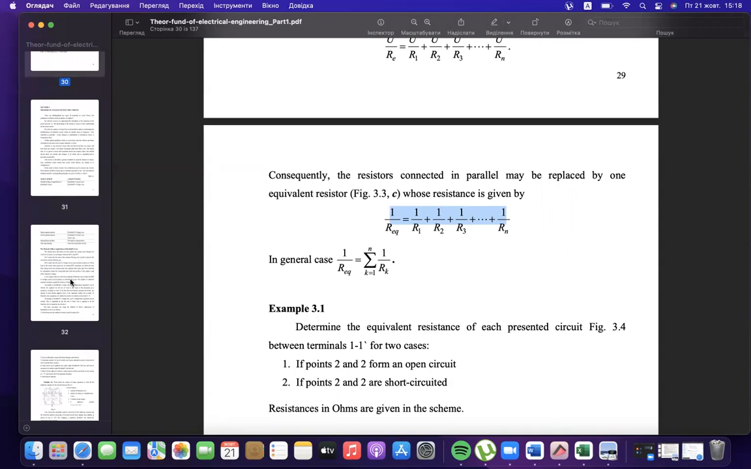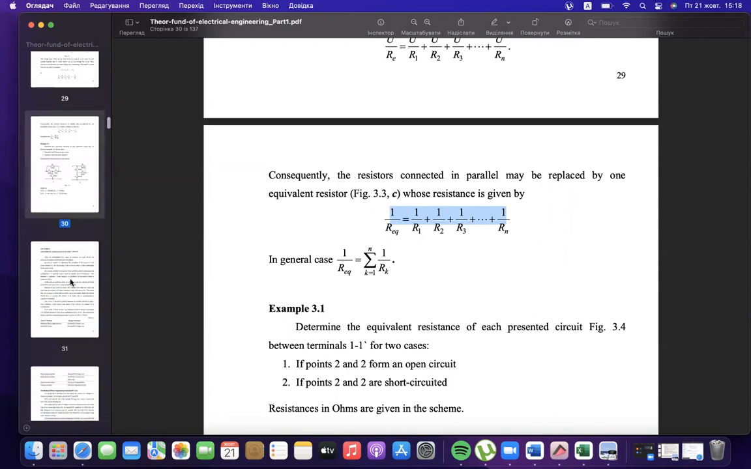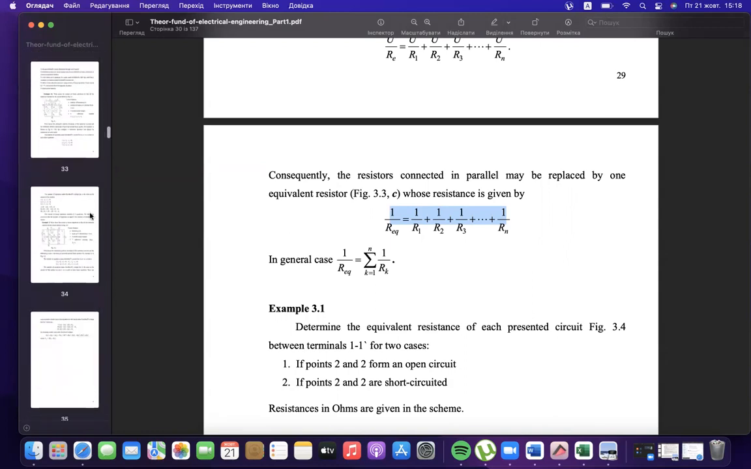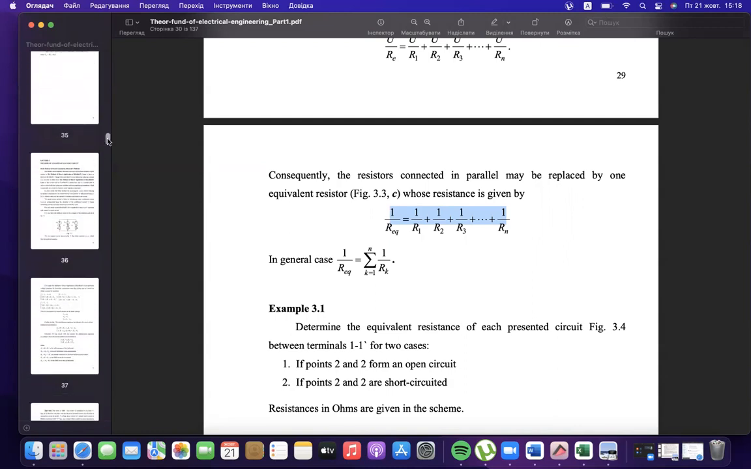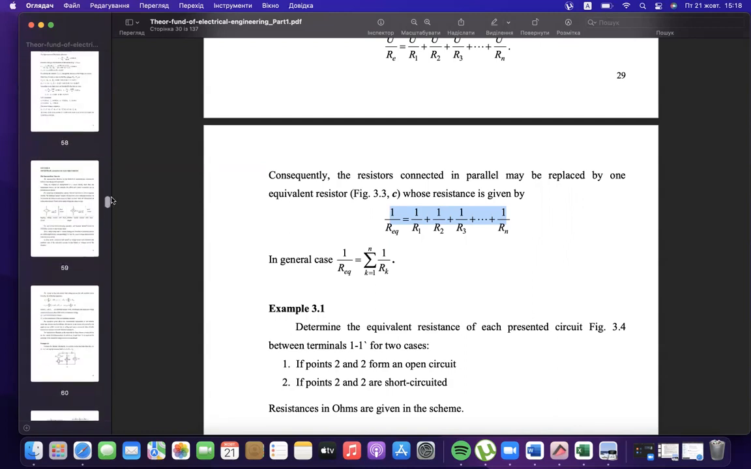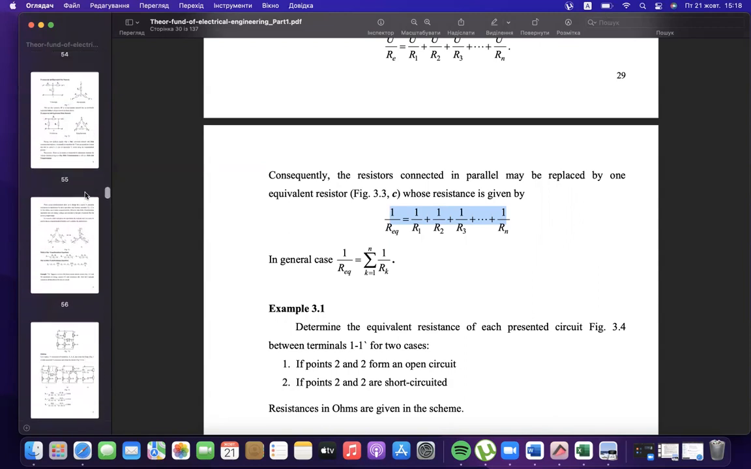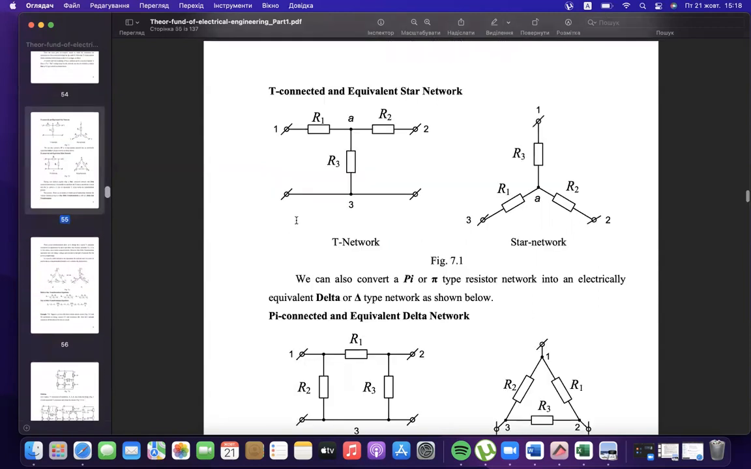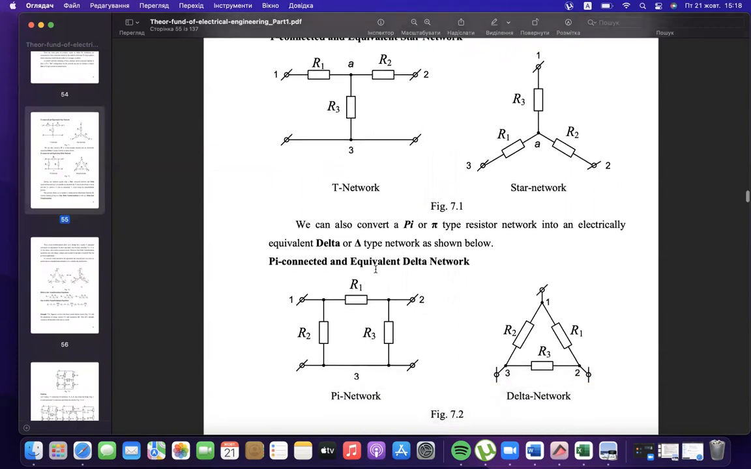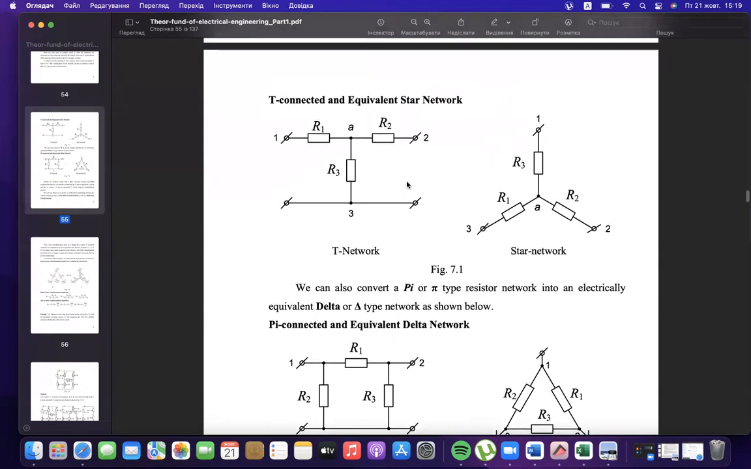Then we also have other forms of transformations that, for example, could not so obviously be found, but they are also true for the circuit. They are called star-delta connection or star-delta transformation or PT transformation. It is the same, depending on which literature you are using.